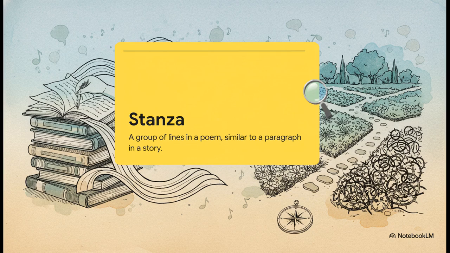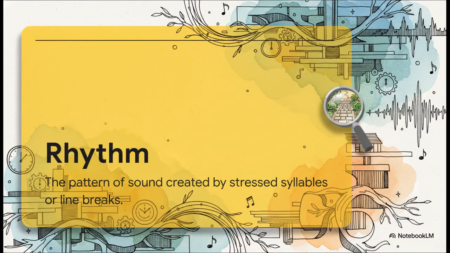Now, what happens when you start clicking those Lego pieces, those lines, together? You get a stanza. It's that chunk of text you see on the page, and it pretty much works just like a paragraph in a story. It's all about organizing different ideas or images. And here's where the music comes in.